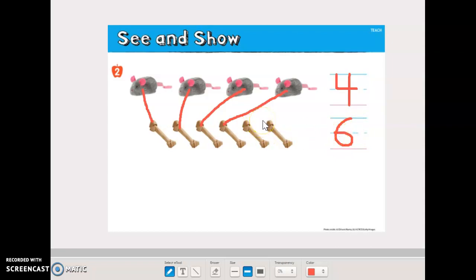Now we get to circle the number that is the biggest. So 6 is bigger. So we're going to include that in our circle right here with our bones.